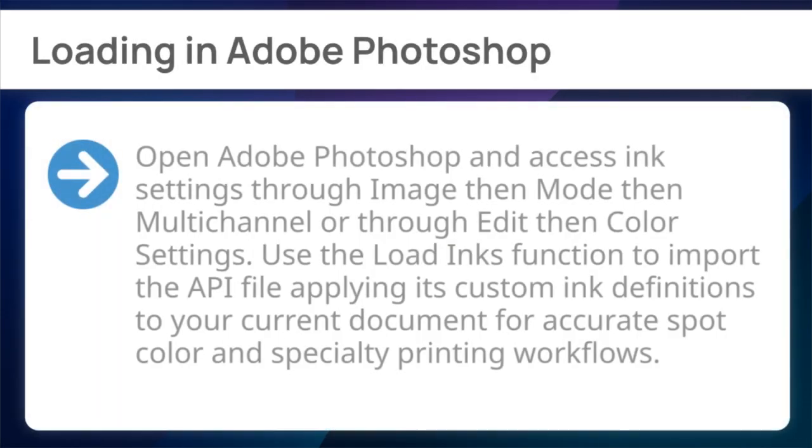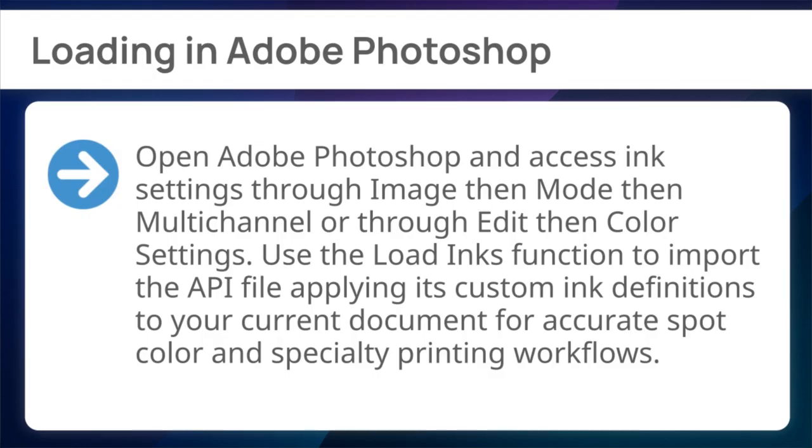First, loading in Adobe Photoshop. Open Adobe Photoshop and access ink settings through Image then Mode, then Multi-Channel, or through Edit, then Color settings. Use the Load Inks function to import the API file, applying its custom ink definitions to your current document for accurate spot color and specialty printing workflows.